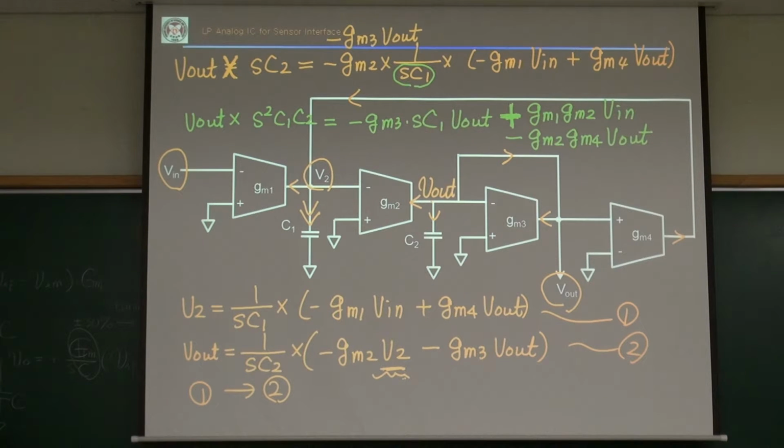So if I collect all those V out terms, V out over V in equals GM1 GM2 over S square C1 C2 plus SC1 GM3 plus GM2 GM4. Okay? So I know this is only a low-pass filter. Okay? Yeah, question? No? No question?